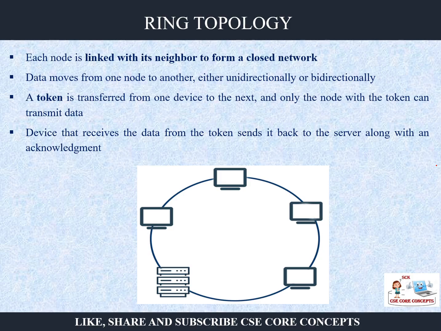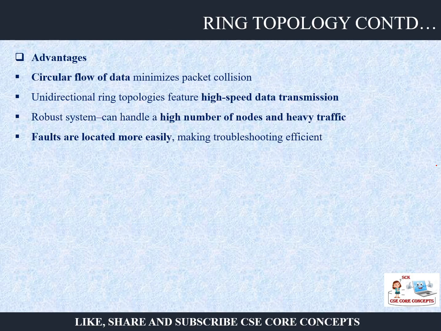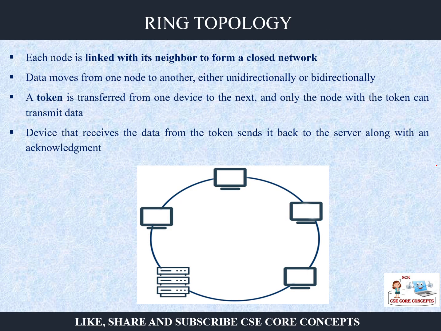Basically they use a token that is transferred from one device to the next device, and the node with the token can only transmit the data. Whichever computer has the token right now is the only one going to transmit the data. Otherwise, if multiple nodes are transmitting data at the same time, there can be a collision, right? So a token is circulated among all the nodes, and the node having the token will pass the data during that time. After it is finished, it will pass that token to the next node. Okay. So it sends back to the server along with an acknowledgement. Any node which wishes to send data will ask for the token from the server.